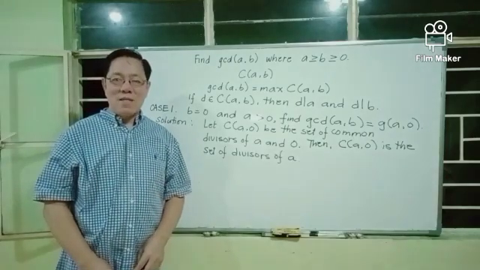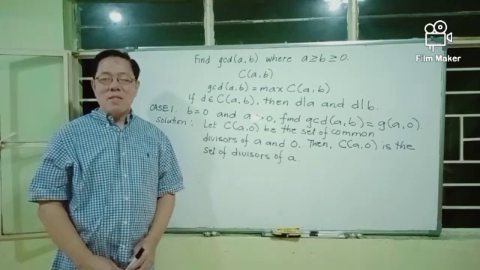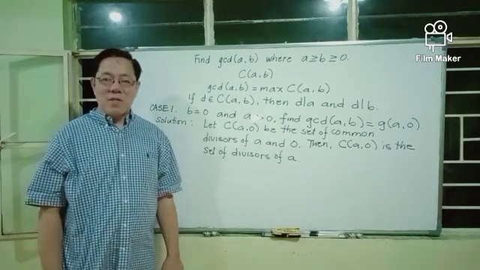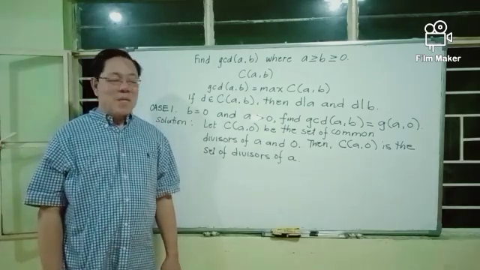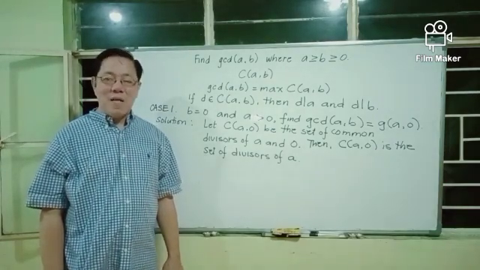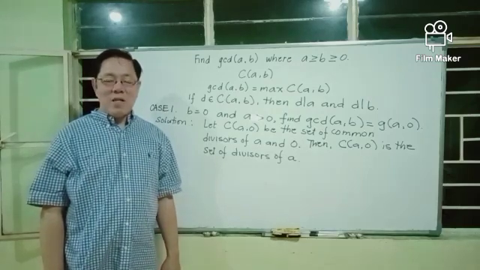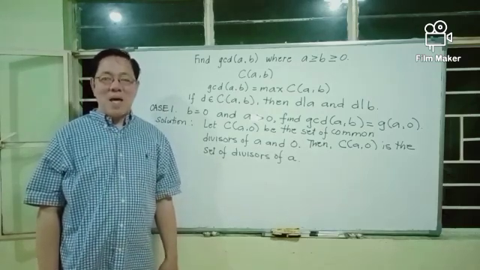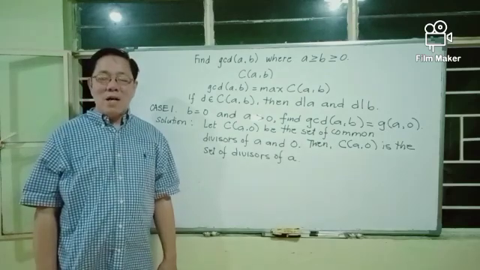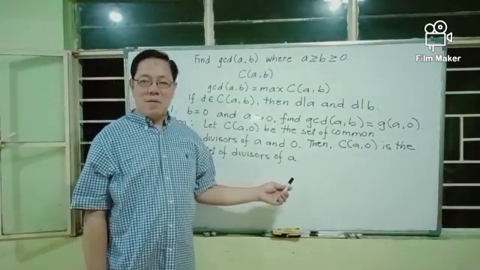Now, we know that the set of all common divisors of A and 0 is the set of all divisors of A. And from this set, C(A, 0), we will find the maximum element, the largest element of all the common divisors of A and 0, or the largest element of the set of all divisors of A.